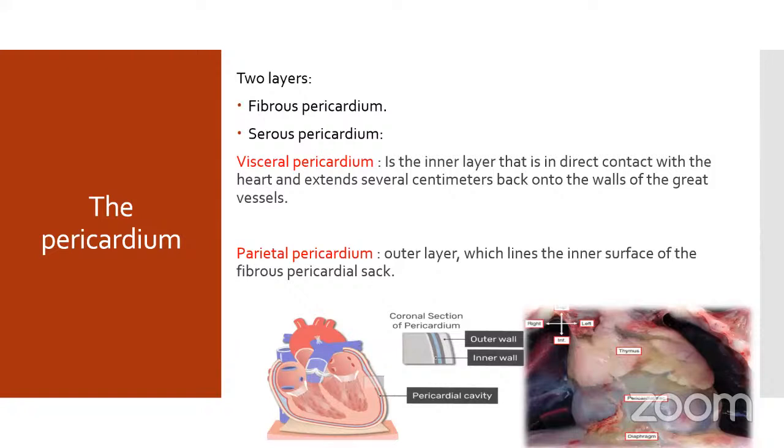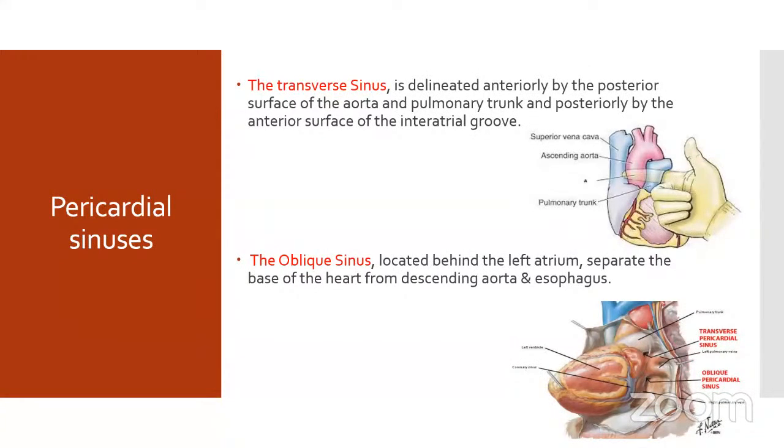It lies within the pericardium, which is attached to the wall of the great vessels and the diaphragm, and consists of two layers: the fibrous pericardium, which is made of tough connective tissue and is continuous with the central tendon of the diaphragm, and the serous pericardium, which itself has two layers, the visceral and the parietal pericardium. The visceral pericardium is the inner layer that is in direct contact with the heart. It extends several centimeters back into the wall of the great vessels. The parietal pericardium is the outer layer, which lines the inner surface of the fibrous pericardial sac. A thin film of lubricating fluid lies within the pericardial cavity between the two serous layers. It's around 5 to 10 ml.